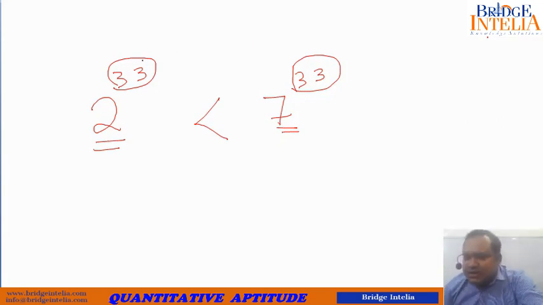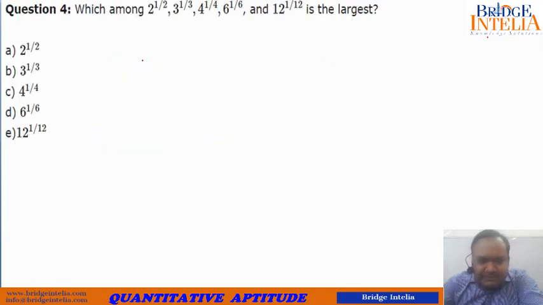Many questions have been asked on this concept. This is known as comparing exponents, or comparing numbers which are expressed in the form of indices or exponents. So let's take a few examples. Here is the first example before us. Which among the following numbers is the largest?